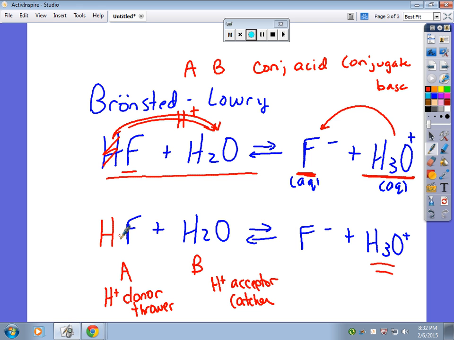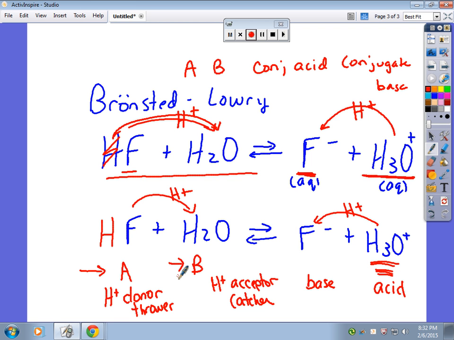Okay, so what do we call this right now? What's being tossed? The hydrogen. So this is the thrower now, isn't it? So this is my acid. Why? Because it's throwing. And this is my base. Why? Because it's catching, isn't it? Like this now? Right? Isn't this happening? Hydrogen thrower and hydrogen catcher, except this is the acid to begin with, and this is the base to begin with.